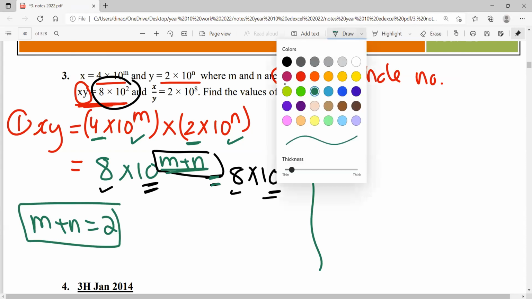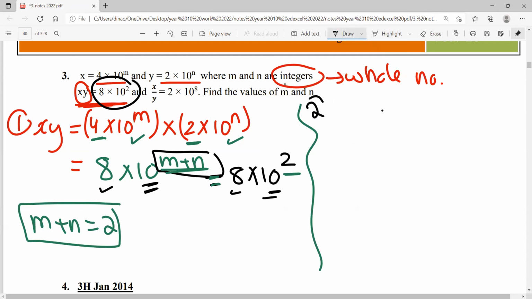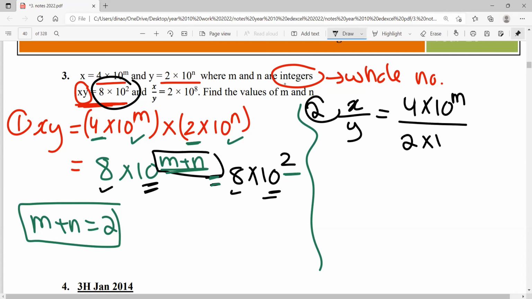Let's move on to the second part of the question, which is this. x over y equals 2 times 10 to the power of 8. Again, work on the left-hand side first, which is x over y. Let's remove the x and put its value, which is 4 times 10 to the power of m. Let's remove the y and put its value, which is 2 times 10 to the power of n. Again, work on the numerical part, 4 over 2, which is 2.